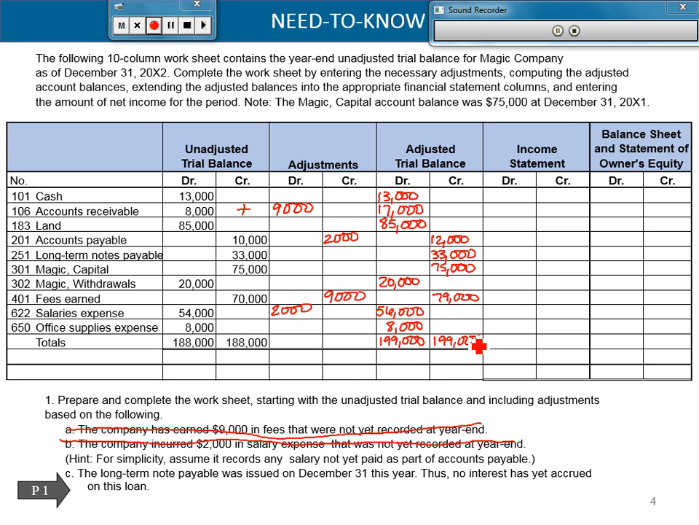Now, what part of these go on the income statement? What goes on the income statement? Revenues and expenses. So over here, I can bypass all of this, right? And come down here to fees earned. Yes. And 79,000 there. The expenses, 56,000 and 8,000. Now if I subtract these from here, I should get a net income of what?